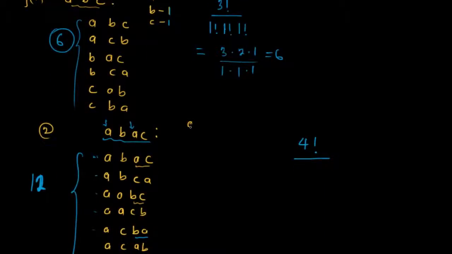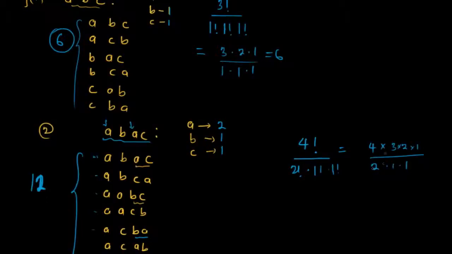Now A appears 2 times, B appears 1 time, and C appears 1 time. So we're going to divide by the product of the number of times each of the objects appears. So it's going to be 2 factorial times 1 factorial times 1 factorial. This gives you 4 times 3 times 2 times 1 divided by 2 times 1 times 1. So this is 24 divided by 2, and then you have 12. So we still observe that we obtained the same answer doing this.